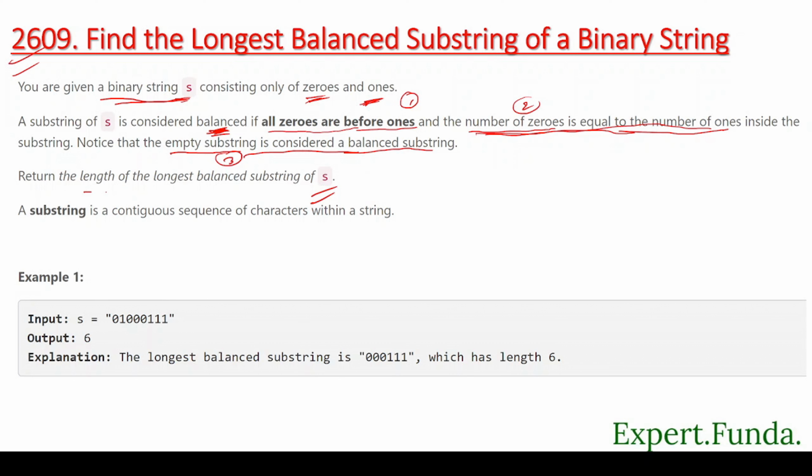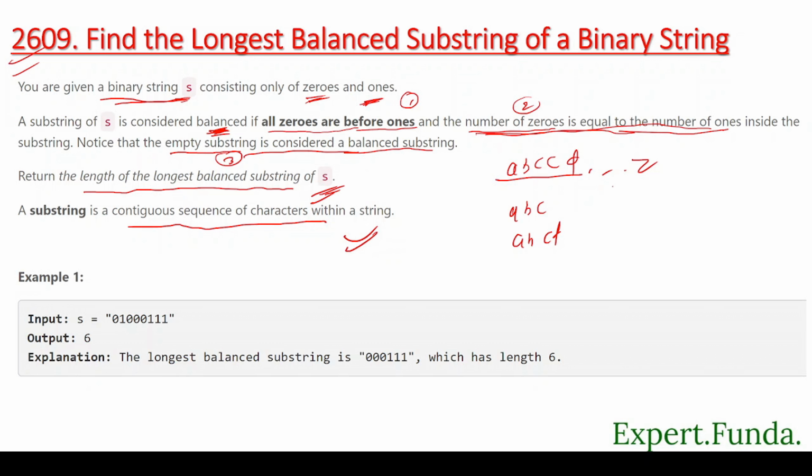So we have to find what? The length of the longest balanced substring in a given string S. Now, you know the substring. If we are given a string, suppose A, B, C, D until Z, then A, B, C, or A, B, C, D is a substring. We have to find the substring. I think you already understood this one. Substring is a continuous sequence of characters within a string. This is the definition as I told you.